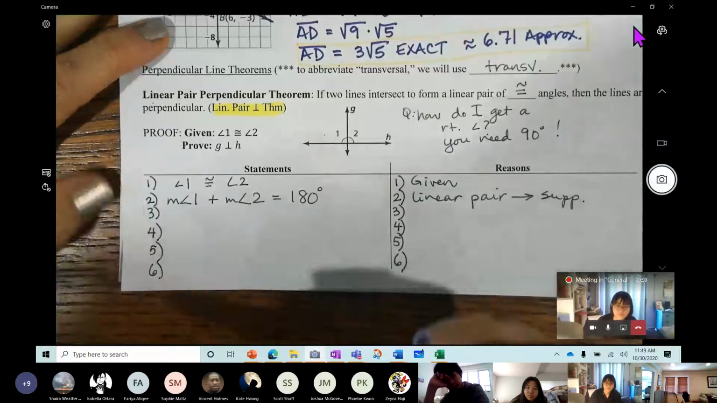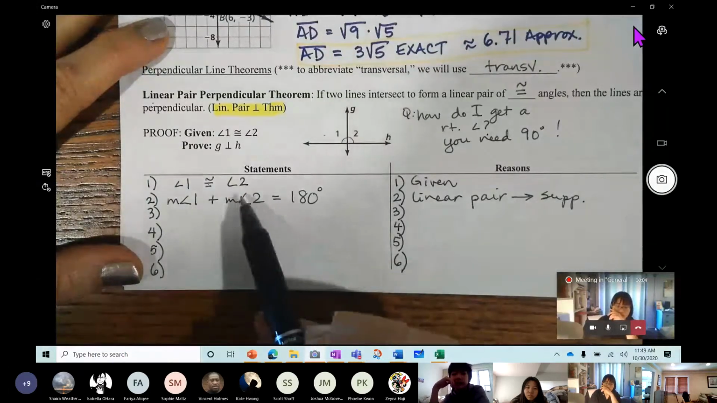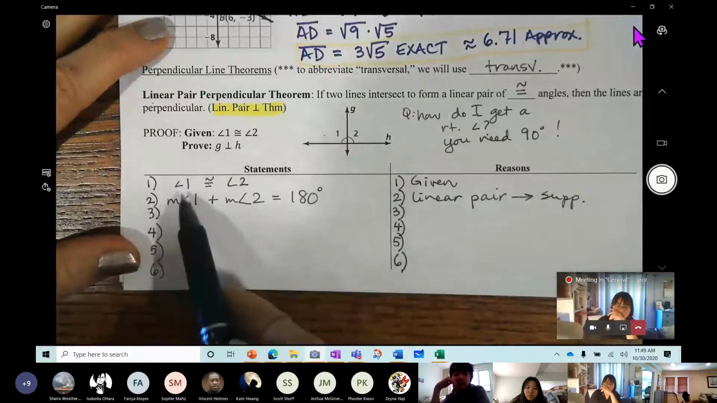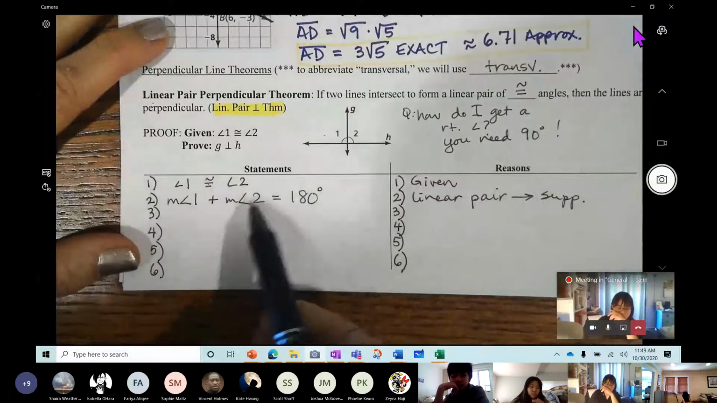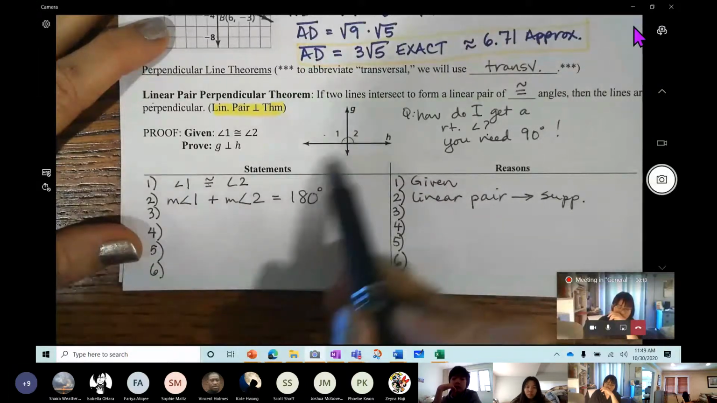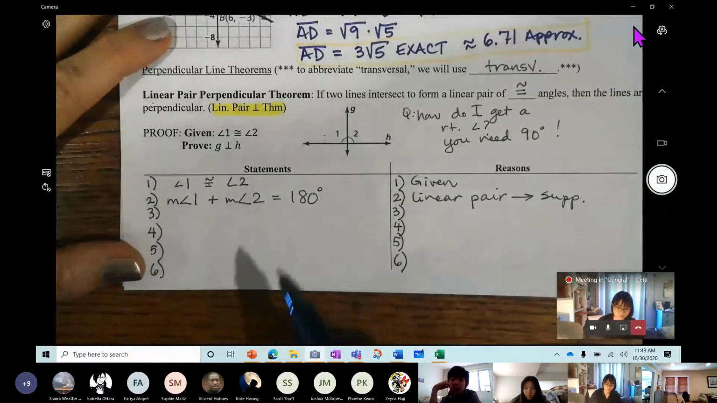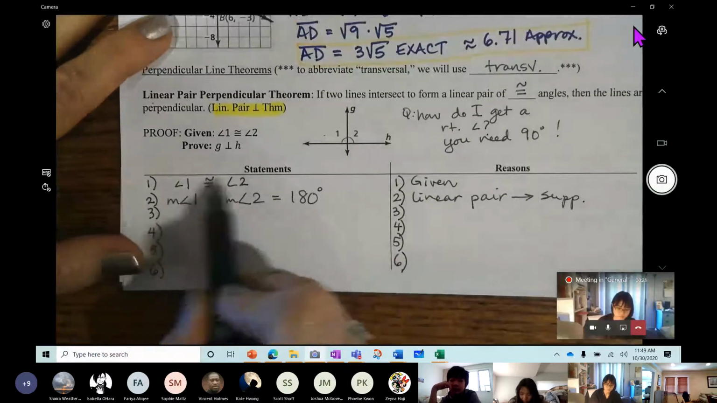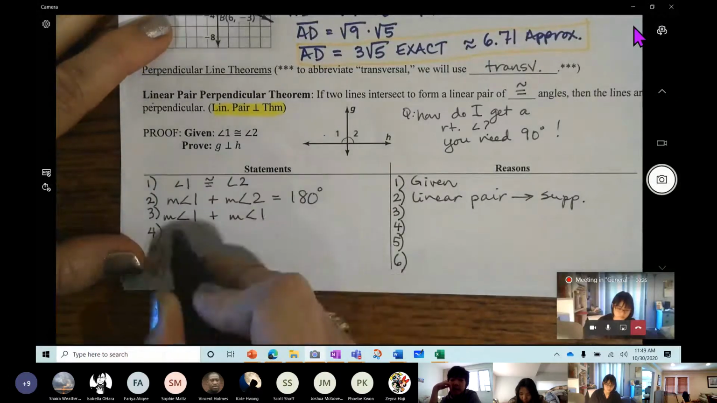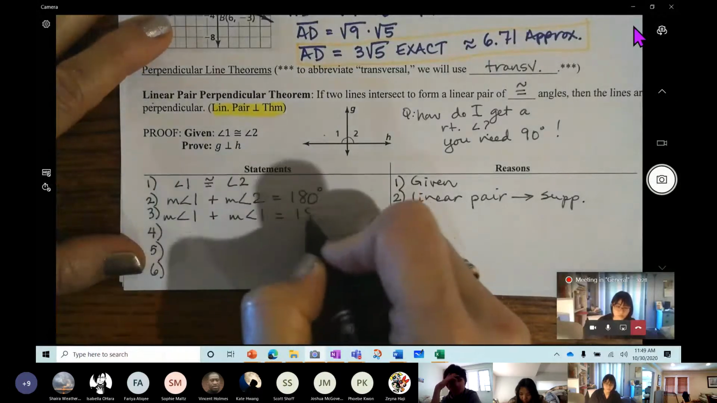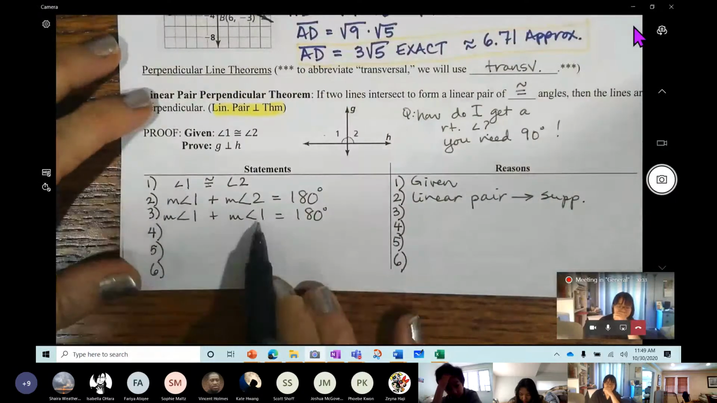So then what I'm going to do is I'm going to look at these, and is there anything I can do here? Well, there is. I know that 1 is congruent to 2, and I have 1 here and 2 here. And I want to show that 2 is something. So, what I could do is, how about I substitute? I'm going to substitute because these two are equal. I'm going to say that the measure of angle 1 plus the measure of angle 1 equals 180. So like I took that from here and I substituted for that.